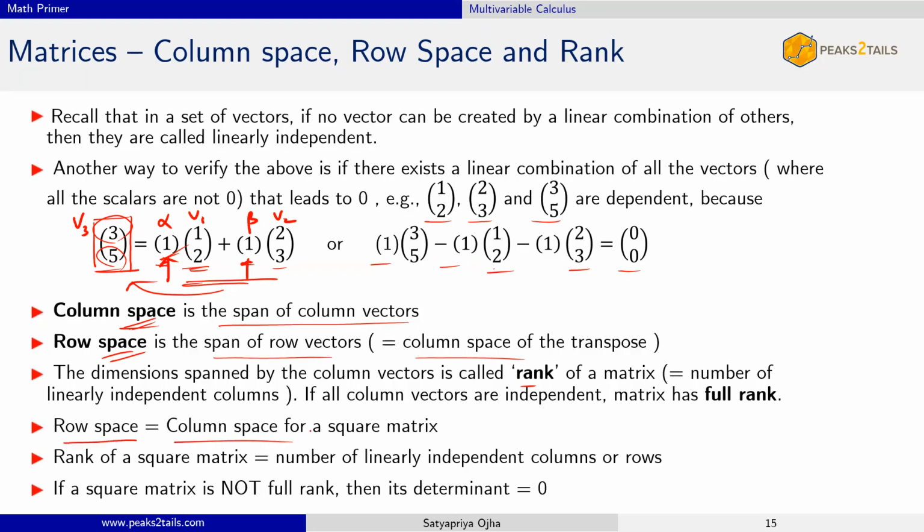Okay, this is what I've written. Row space is equal to column space. Again, what is space? Space is the span of those vectors. What is the coverage of the space? Remember, we talked about this.